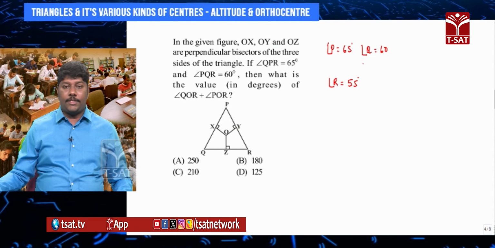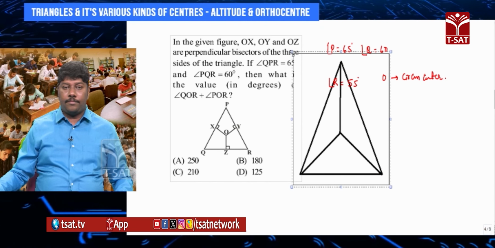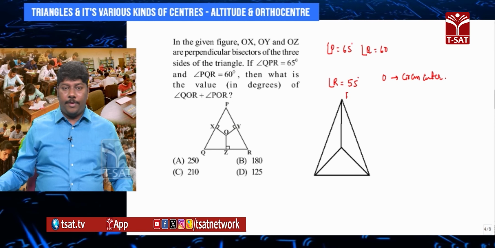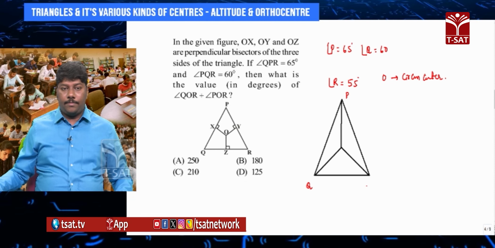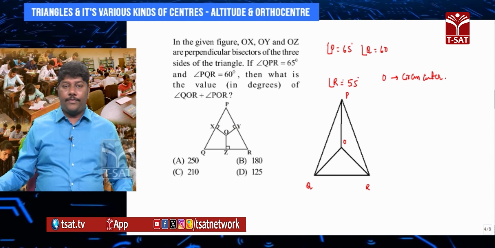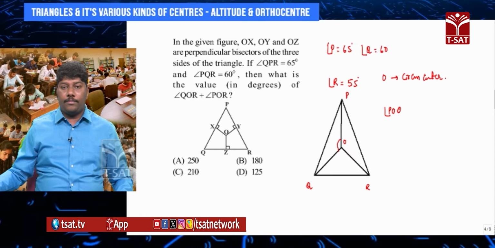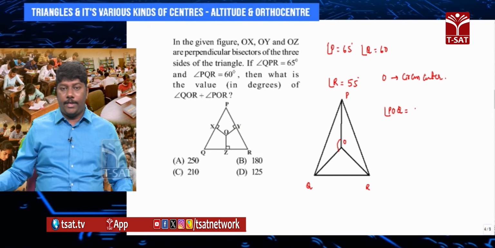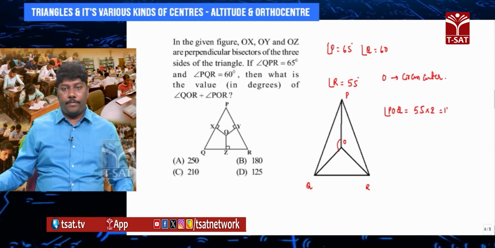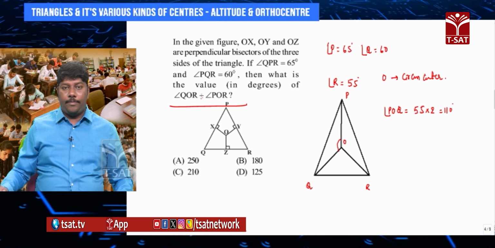These are perpendicular bisectors. Therefore, O is the circumcenter. I am getting the same figure here, but with different names. Let it be P, Q, R, O is the circumcenter. Slightly different. Here R is 55, which means angle POQ is equal to twice of 55, that is 55 into 2, 110.